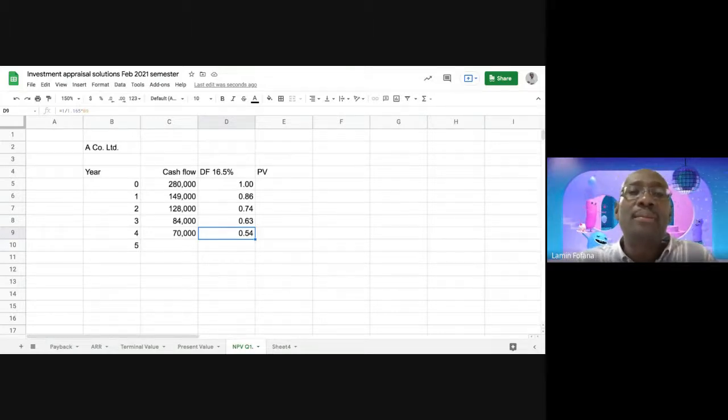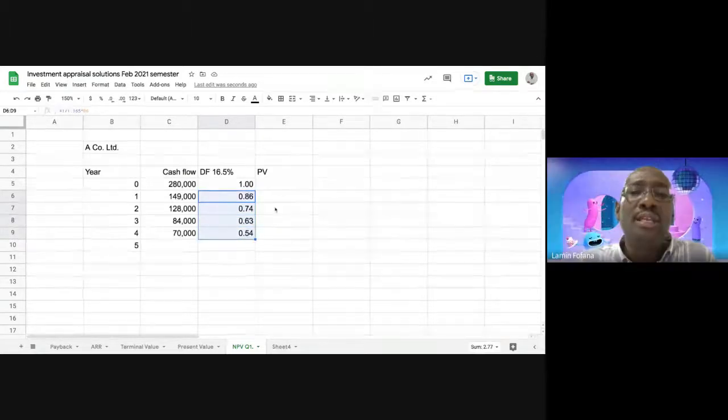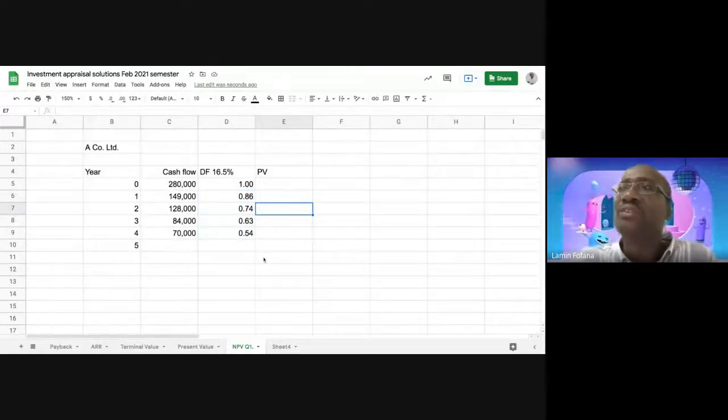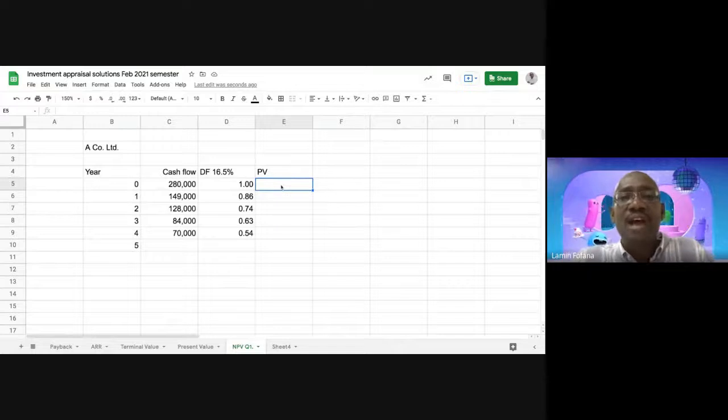So look at them. Each and every one of these, is it more than 1 or less than 1? Less than 1. They are all less than 1. So all the discount factors are going to be less than 1. The annuity factors, we are not doing annuities here, but in future, if you do annuities, annuity factors are always more than 1.